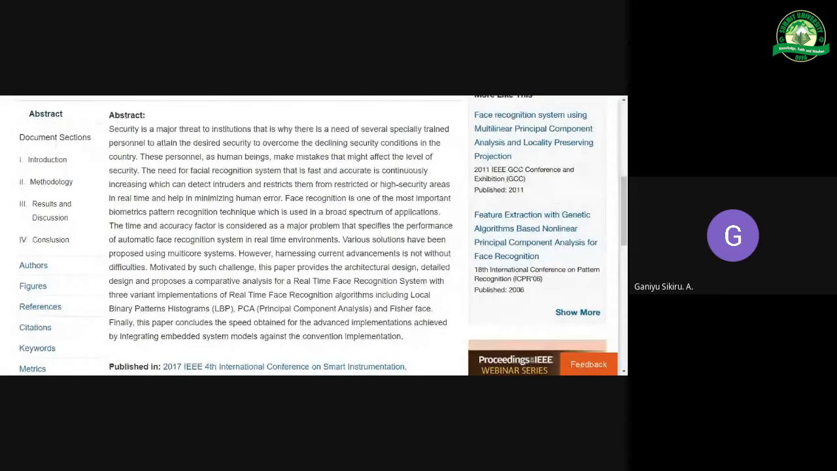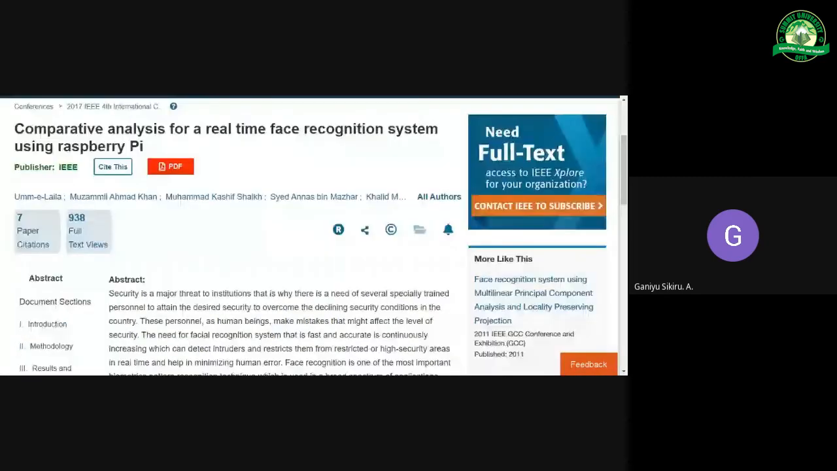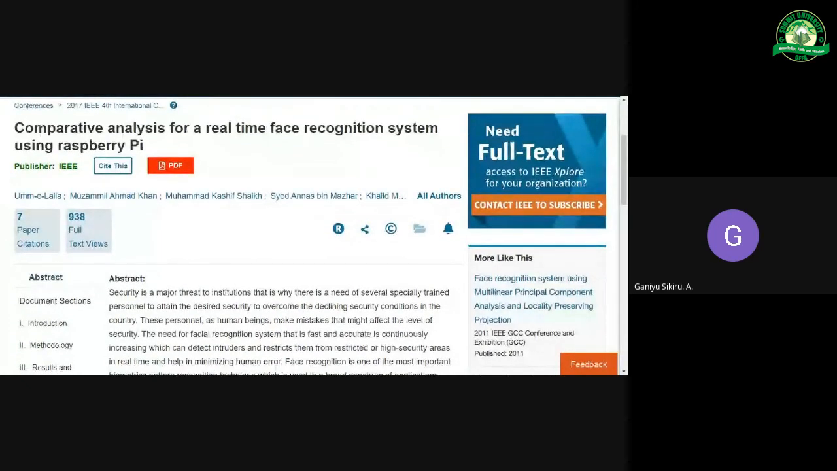Can we see the title? Sorry, though it's a conference paper, but can we see the title? Comparative analysis for real-time face recognition system using Raspberry Pi. Well, I don't think we should add this for two reasons. One, it's really a conference paper, even though it's a good conference. But I don't think it's talking about security. It has nothing to do with security, and it's just a comparative analysis of facial recognition systems. For me, I would think it's out of scope.